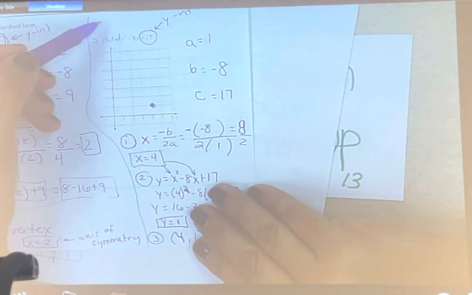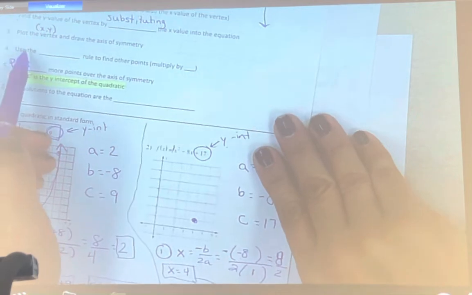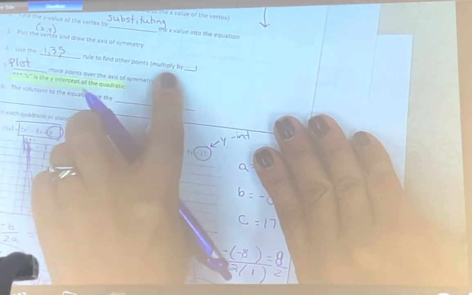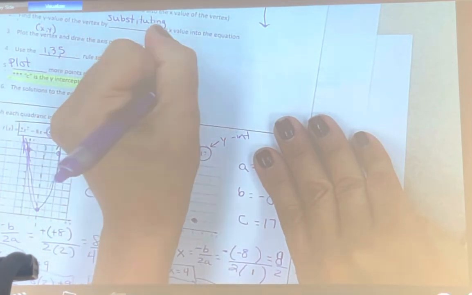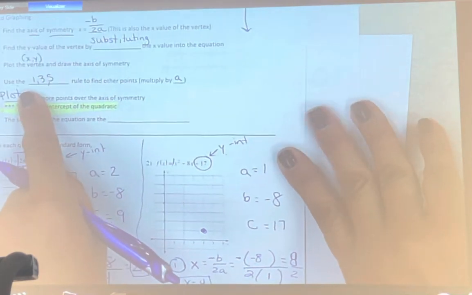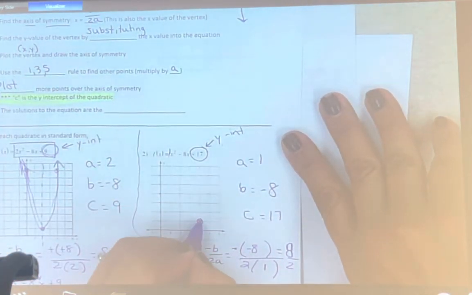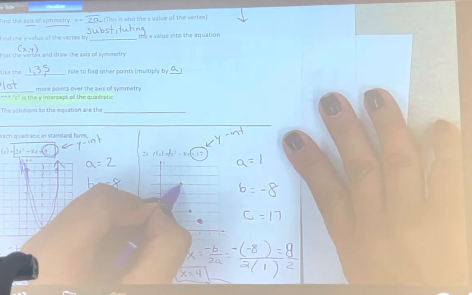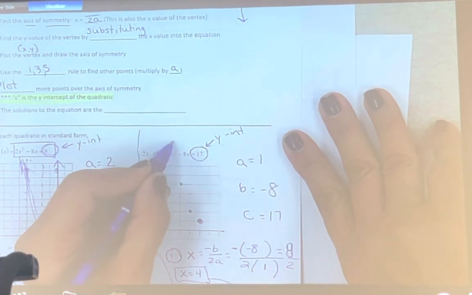That's not super helpful. So now I'm going to tell you about this rule here, the 1, 3, 5 rule, to find other points, and you have to multiply by a. In other words, I'll show you in a minute. But what is the 1, 3, 5 rule? That means from here, you're going to go up 1, over 1. Then you're going to go up 3 over 1. Then you're going to go up 5. 1, 2, 3, 4, 5 over 1.